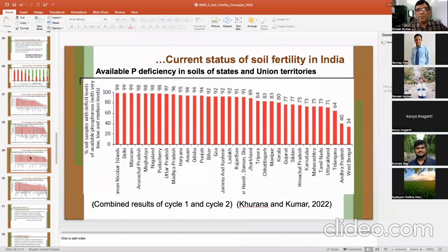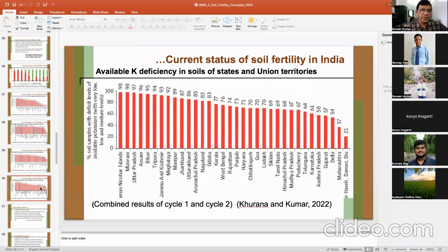Now, almost the same is the story for phosphorus deficiency. You can see Delhi, Mizoram, Arunachal Pradesh, Meghalaya, Nagaland, Puducherry, Uttar Pradesh, Madhya Pradesh. You can go through this data and see the situation. Similarly, for potassium, you can see certain states have better conditions, like Maharashtra with only 37% samples deficient, Delhi 54, Gujarat. But in states like Mizoram, UP, Assam, Bihar, Tripura, Jammu and Kashmir, Meghalaya, potassium is deficient.